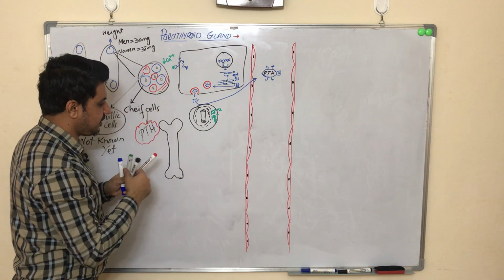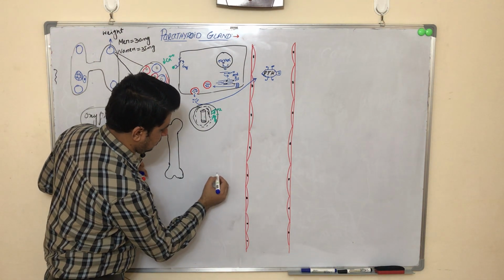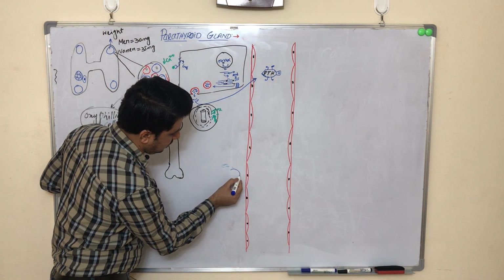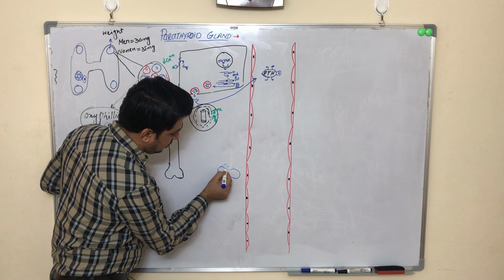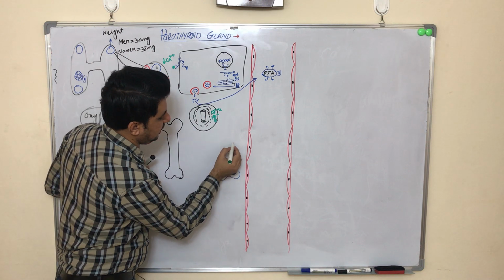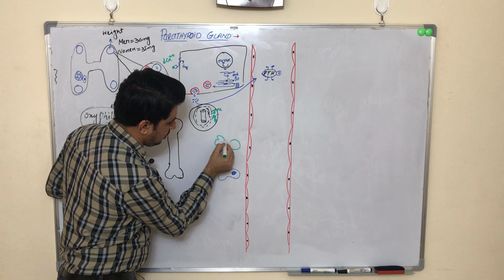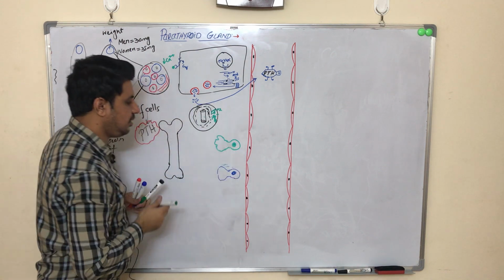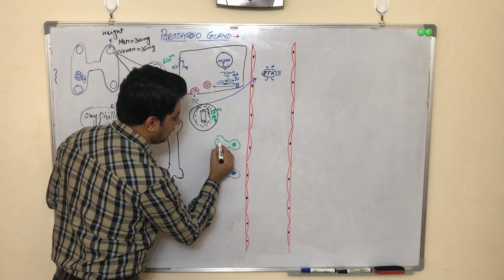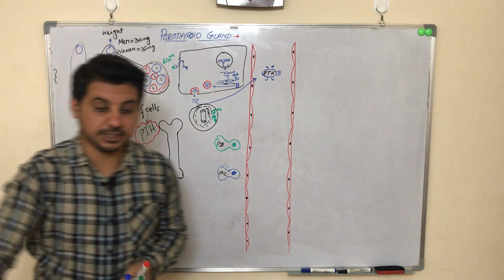For example, here we have two types of cells. This is the first type of cell, which looks like this. This is the first cell, and this is the second cell. This cell is called the osteoblast cell. Let's suppose this is the osteoblast cell, and this cell is the osteoclast cell. Okay, remember one thing that is very important.